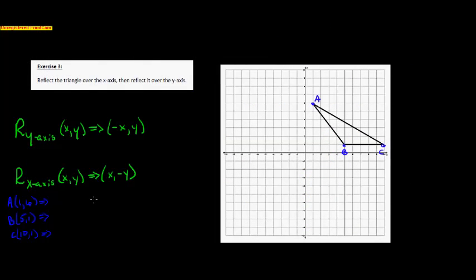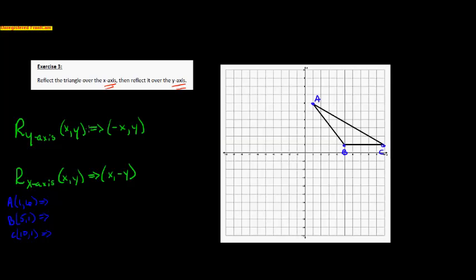Okay guys, here is exercise 3. Now I went ahead and already labeled the points here, A, B, and C, and I've got them written down here. Here are our rules, because this one, they want us to reflect over the x-axis first, and then reflect over the y-axis. So again, we're sequencing two reflections together. And I'm just going to follow my rules right here.